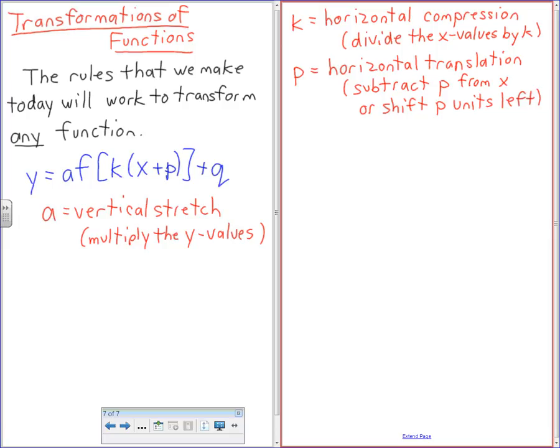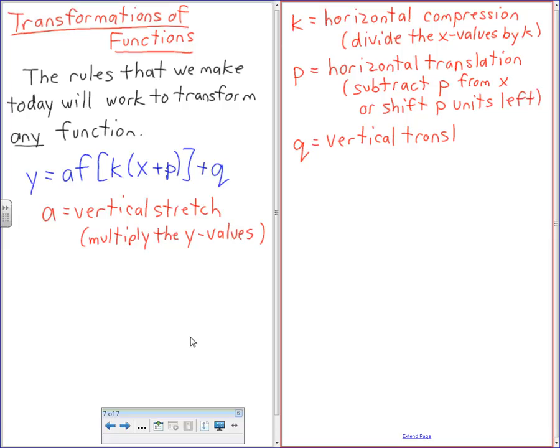Okay, so P is different. Instead of going to the right, if it says +3, we're going to be shifting 3 to the left. And Q is going to be a vertical translation. Left, positive shifts left. Okay. And it's the same way it worked in grade 10, okay?